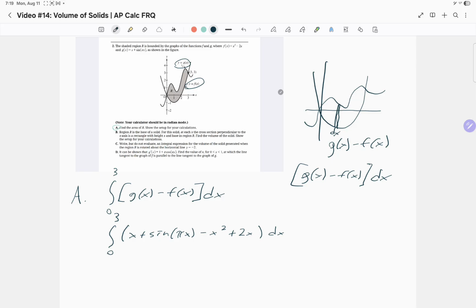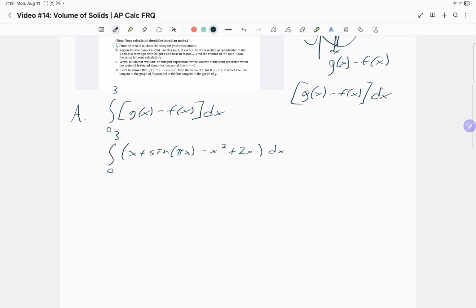So that would be what? Minus x squared plus 3x plus sine pi x. So I'll write that. Yeah, I'll put that plus 3x dx. So that was our answer for A, and I will circle that in green.